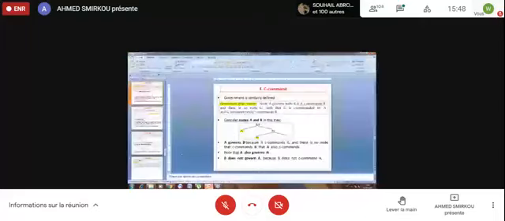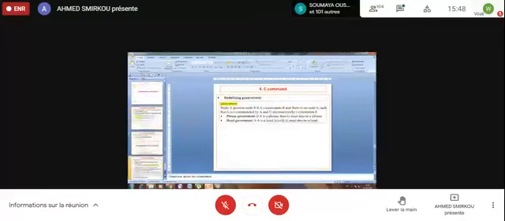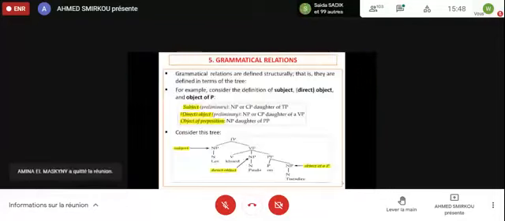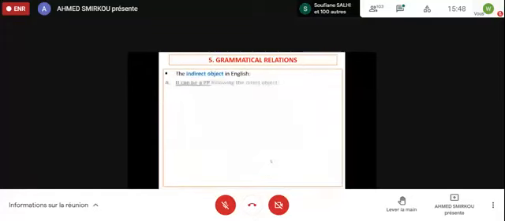Okay, so grammatical relations. We said the subject is daughter of TP and sister to VP. Direct object is daughter of VP, sister to the verb. The object of a preposition is sister to the preposition and daughter of PP. So the indirect object in English can be a preposition phrase. It depends on the nature of the verb.